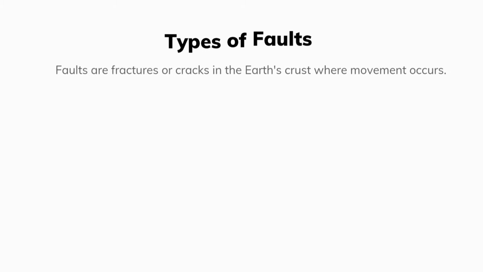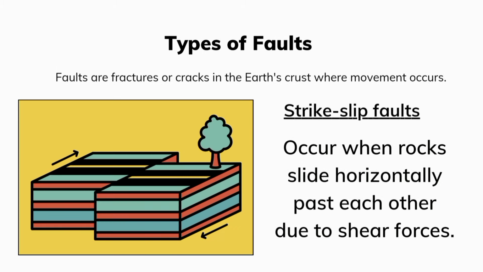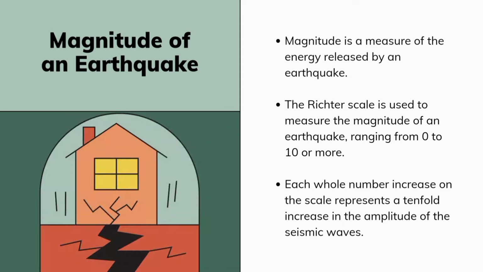Faults can cause earthquakes, volcanic eruptions, and changes in the Earth's landscape. Understanding faults helps us learn more about the Earth's movement and how it shapes our planet. Magnitude is a measure of the energy released by an earthquake. The Richter scale is used to measure the magnitude of an earthquake, ranging from 0 to 10 or more. Each whole number increase on the scale represents a tenfold increase in the amplitude of the seismic waves.